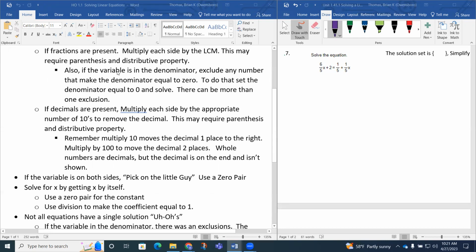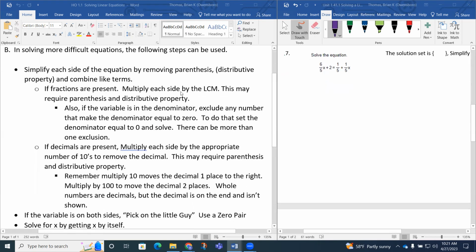Also note, if the variable is in the denominator, we have to exclude any number that makes the denominator equal to 0. Right now, though, the variable is not in the denominator, so we don't have to worry about that. Since fractions are present, we want to multiply by the least common denominator. Since the only denominator is a 5, all we have to do is multiply each side by 5. So the LCM, or a lot of times we'll call it the LCD since we're talking denominator, is just going to be the 5, since that's the only one.